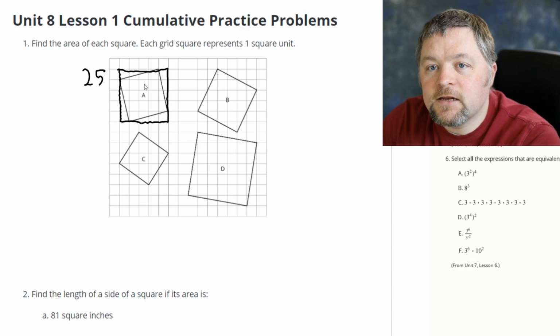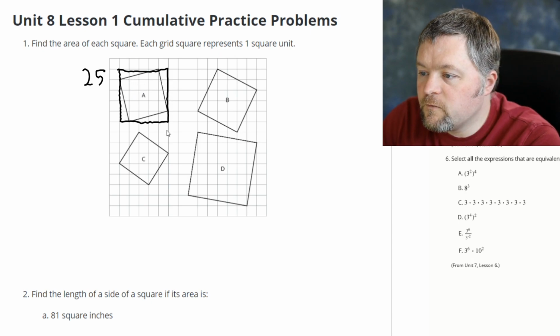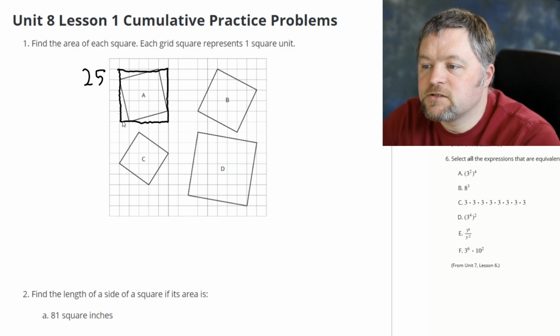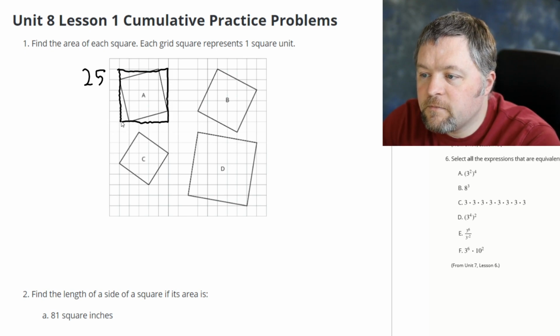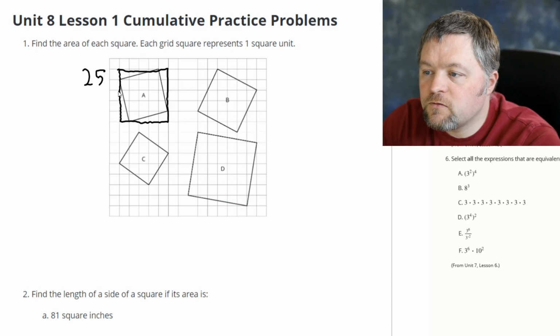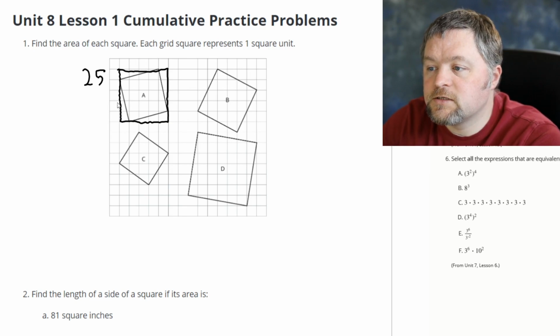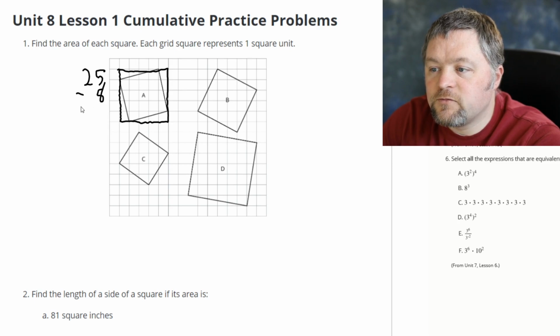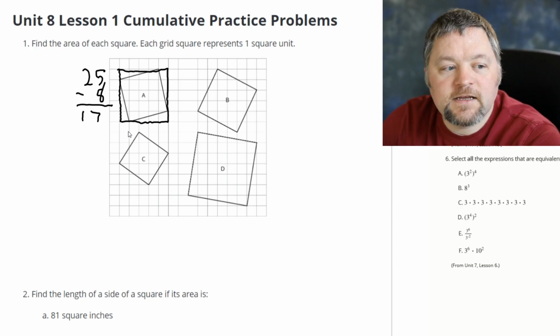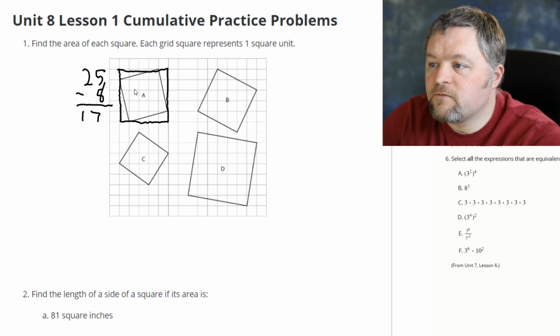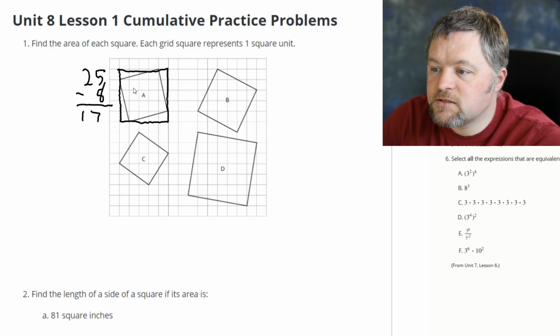Now, for our inner square, we have to remove these 4 outer triangles. The dimensions of each outer triangle are a base of 1 and a height of 1, 2, 3, 4. 1 times 4 is 4, over 2 is 2. 2 times 4 is 8. 25 subtract 8 is 17. Area of square A is 17 square units.